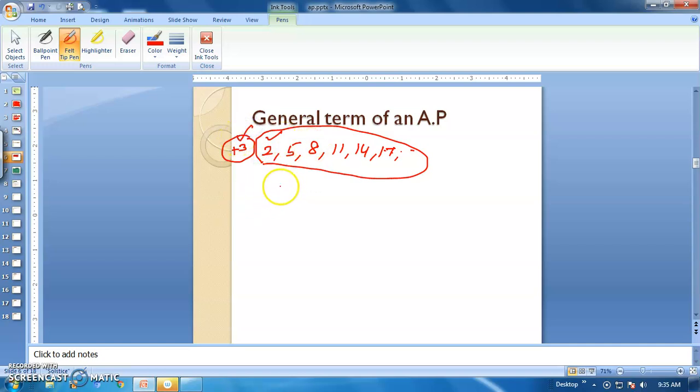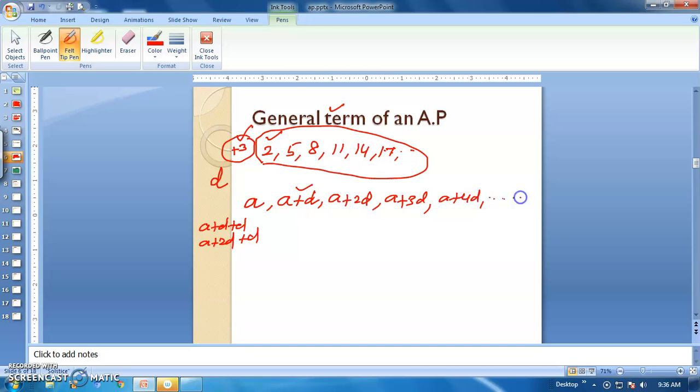So how can we write the general form? Let us take the first number as A. How can we obtain the second number? By adding the common difference. The common difference is denoted by the letter D. Therefore, the second number is A plus D. For the third number, we add D to this one, so A plus D plus D is A plus 2D. For the fourth number, we add D to the previous one, so A plus 3D, and A plus 4D.